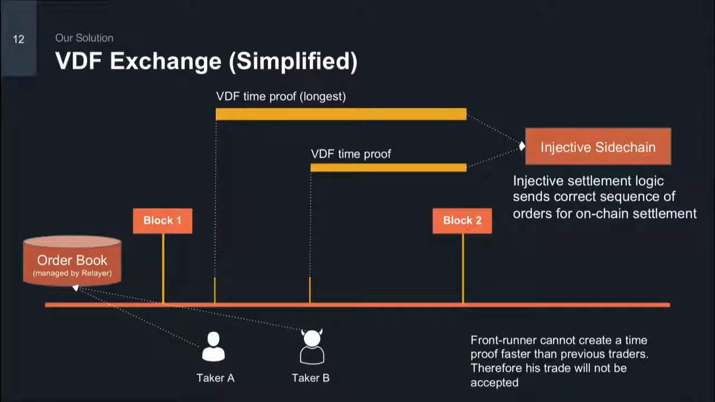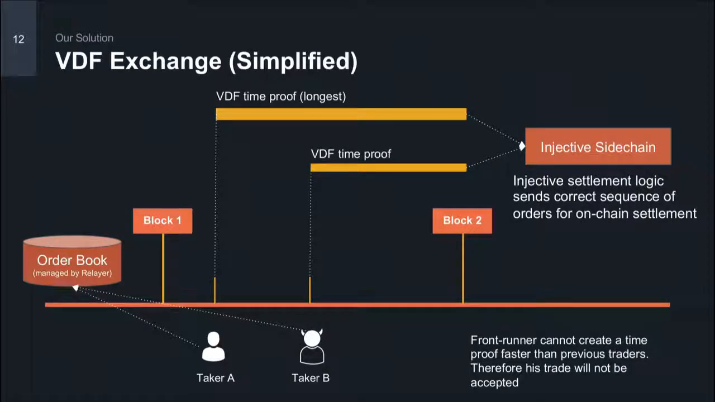Now, to go into a bit more detail about how we prevent front running, I'll walk through a simplified example of a trading scenario where 2 traders submit the same order at 2 different times. Now, suppose at the beginning of block 1, taker A sees an order from the order book and wants to take the order. So he begins computing a VDF time proof on top of a hash of the order, and then continues to submit it until the end of block 2. Now suppose later on, taker B decides he wants to take the same order. So he begins computing a VDF time proof and also submits it to the sidechain. At the end of the block, the sidechain will then determine the correct sequence of orders based off the VDF time proof length, where orders with longer time proofs are prioritized first.